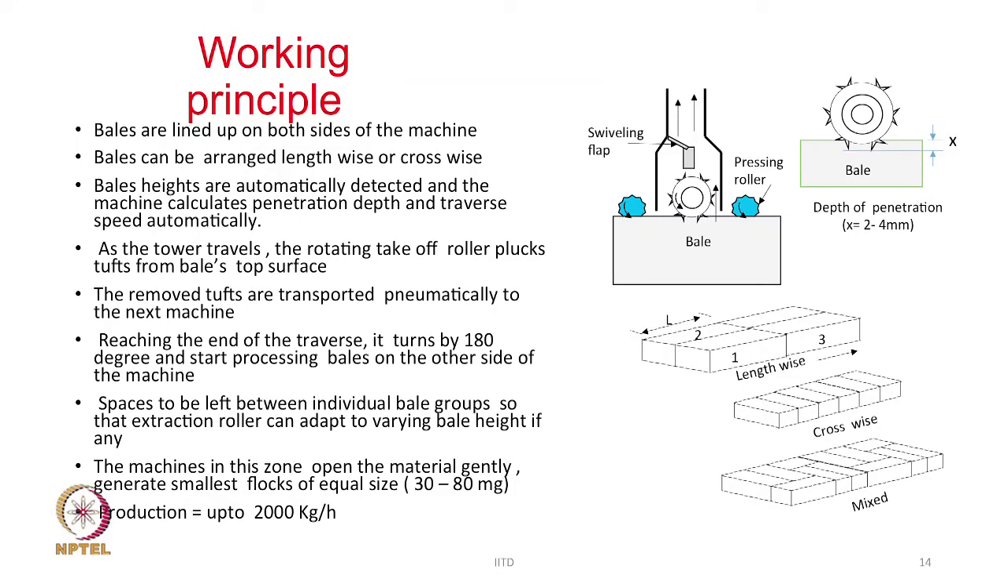The machine in this zone opens the material gently and generates smallest flocks of almost equal size. That is the biggest advantage of these automatic bale pluckers or bale opening machines, that the size of the tufts may be varied between 30 to 80 mg, but the size difference is much less. In a bale opener, the tuft sizes will vary a lot, because there is not much control on the size of the tufts.